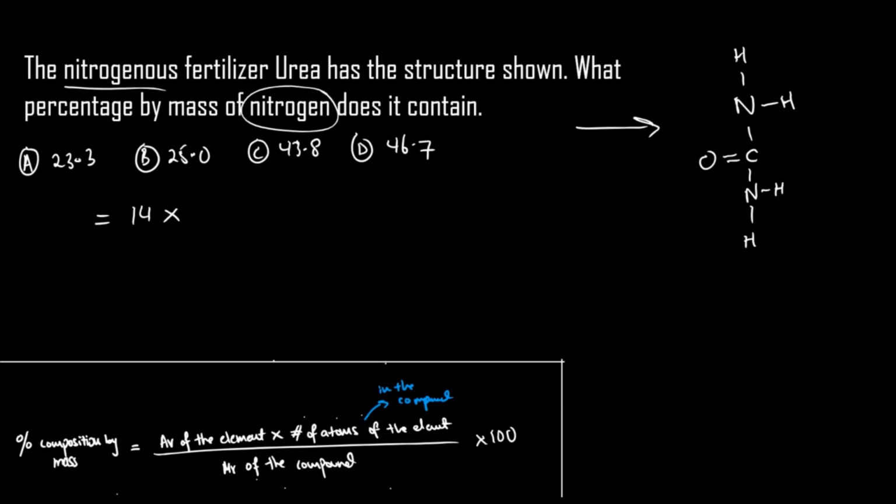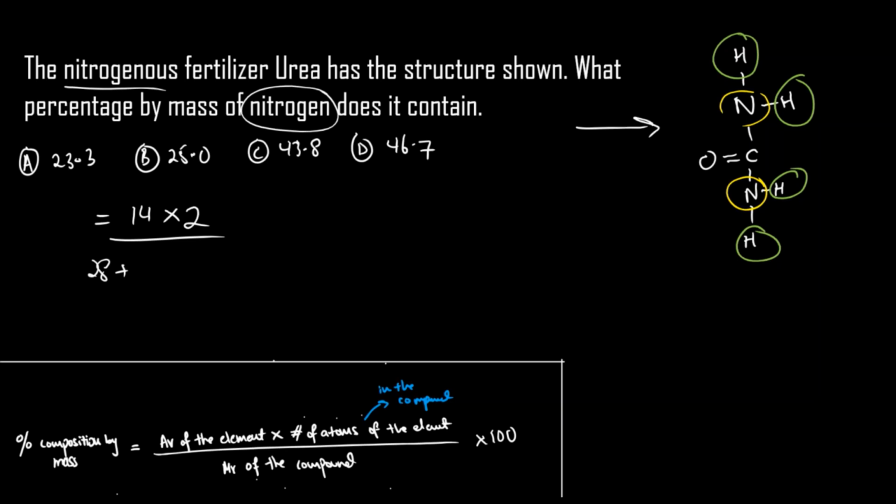Now, how many atoms of nitrogen are present in urea? Well, let's see. I have one over here, one, and then one over here. So I have two technically. So 14 into 2. And then I'm interested in the MR of the compound. So let's see. We have two nitrogen, that makes it 28. And how many hydrogen do we have? 1, 2, 3, and 4. So 4 hydrogen. And then how many carbons? 1 carbon, so that is plus 12. And then how many oxygens? That's 1, so that makes it plus 16.